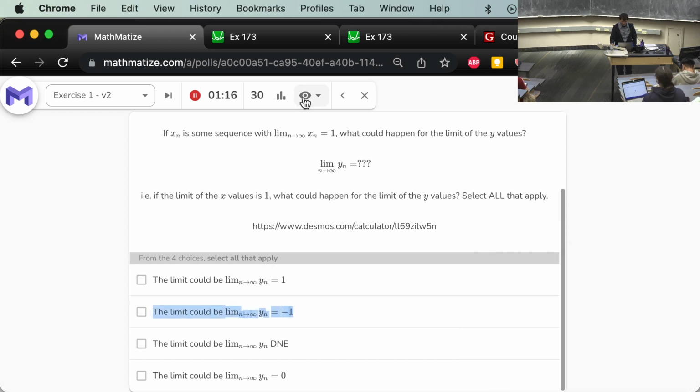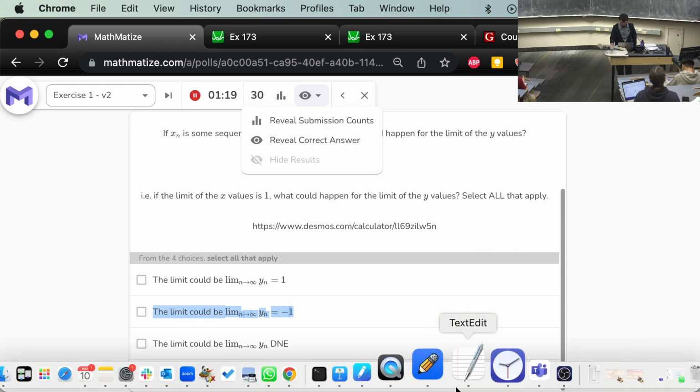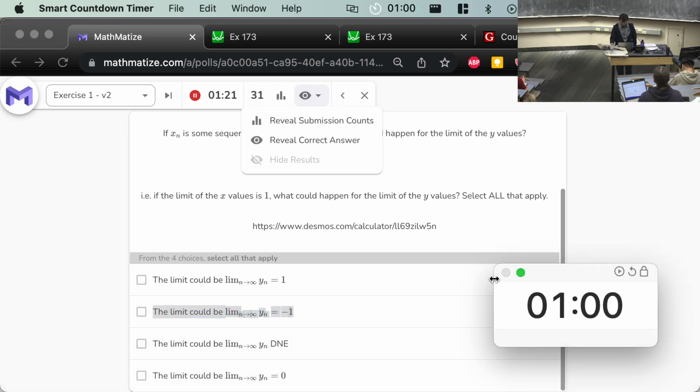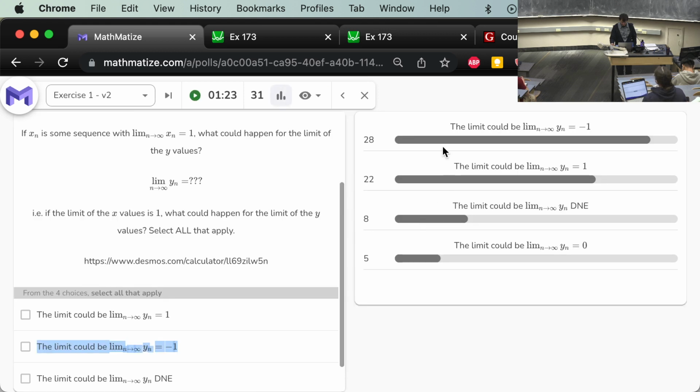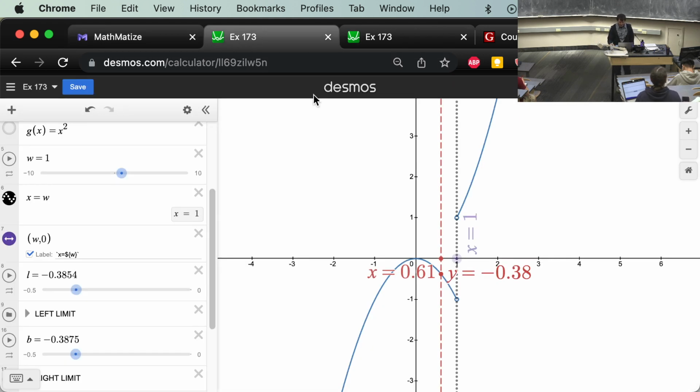Okay, let's take a look. Oh no, please stop beeping at me. Okay. The reveal, the counts. So, -1 everybody knows because I just told you. 22 people said the limit could be 1. That is correct, the limit could also be 1. And again, the reason you can get more than one limit is we're looking at more than one sequence of x values. So for the sequence of x values coming in from the left, the limit was -1.